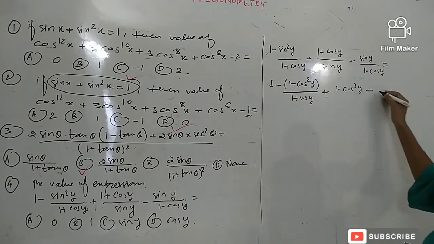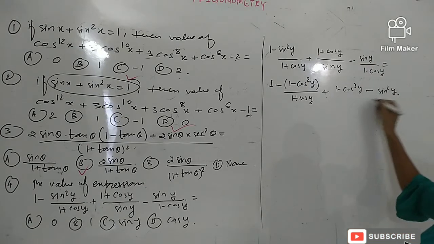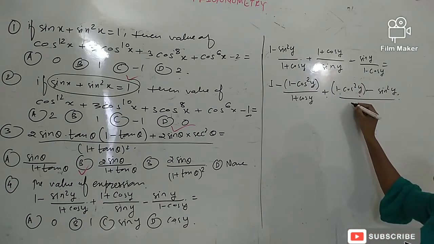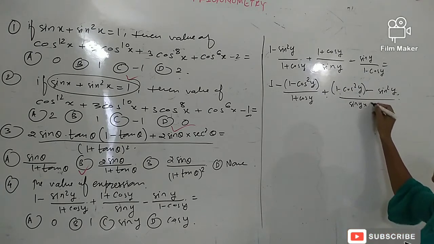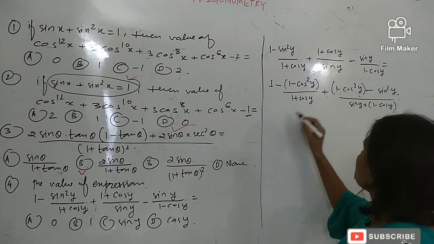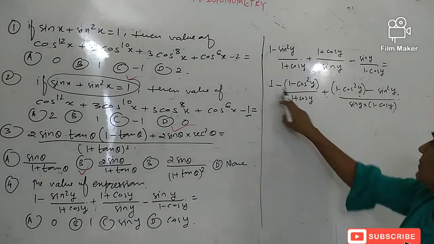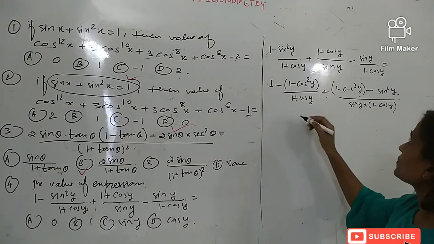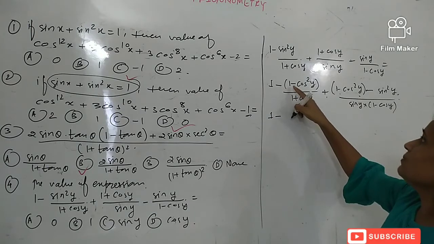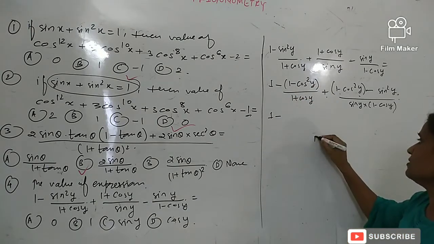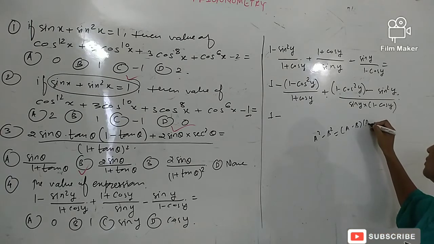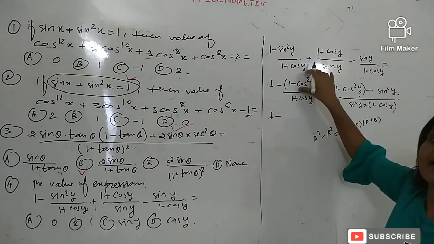Similarly, sin y into sin y is sine square y, divided by sin y into 1 minus cos y. Just multiply by this, cross multiply, or 1 as it is minus, again this 1 minus cos square y. This is in the form of a square minus b square, so I can factorize this value. So just factorize this.